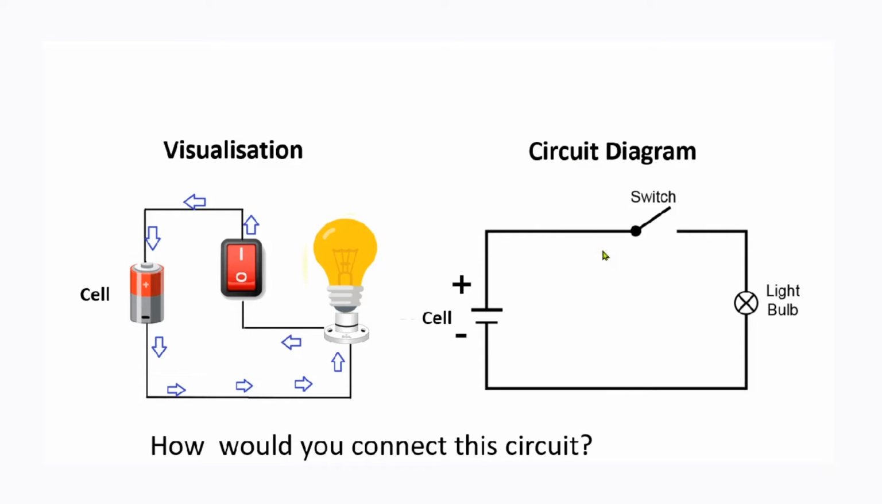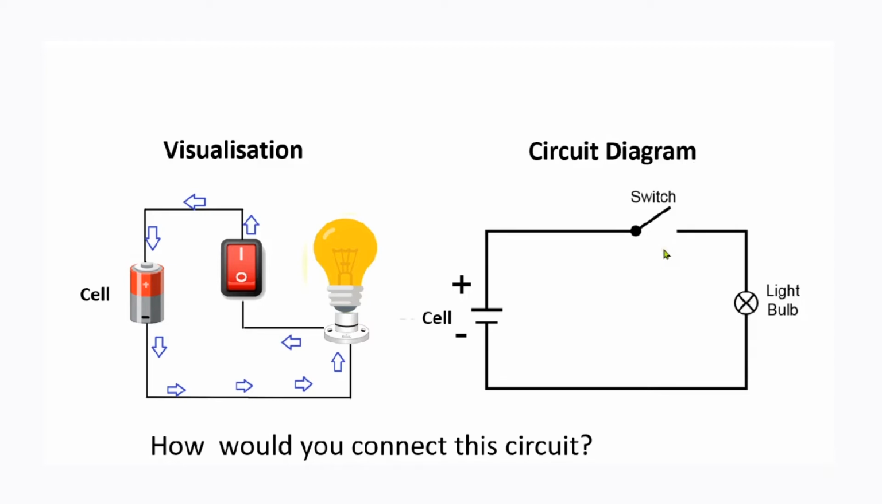Whenever we draw circuit diagrams, we do not draw it like the visualization. We always draw it like this. This is what a circuit diagram looks like. It has symbols in it. So how do you connect this circuit? This is what we're going to look at next.